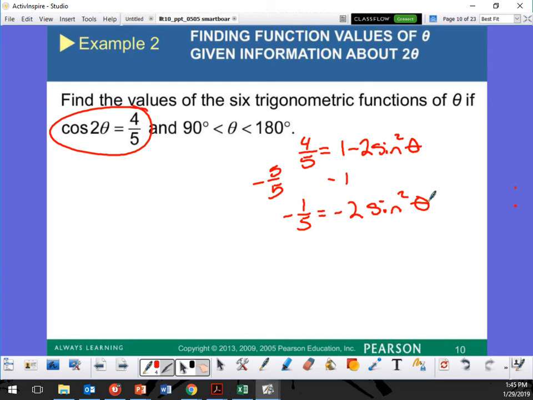I'm going to divide both sides by negative 2, right? It's not opposites. I'm dividing here, so the opposite over here would be the addition and subtraction, but I'm trying to get something by itself, so it's going to be dividing it out. I need to divide the whole thing. Two negatives make a positive, two positives make a positive. So this is going to give me positive 1 over 10 is equal to sine squared theta, right?